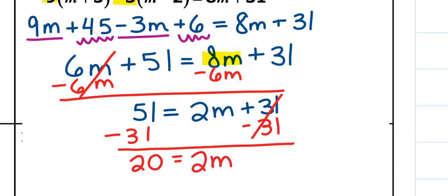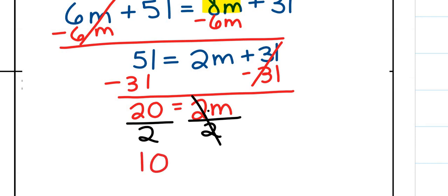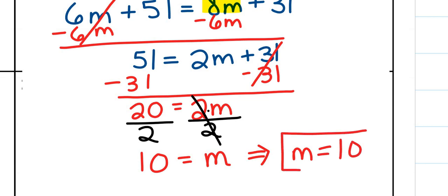Last step, I want to get m by itself, so I have to break up this multiplication. So I'm going to divide both sides by the number in front of m. 2 is in front of m, so I divide both sides by 2. This will cancel. 20 divided by 2 is giving me 10. So 10 is equal to m, or m is equal to 10. However you feel more comfortable writing it. Okay, let's move on.